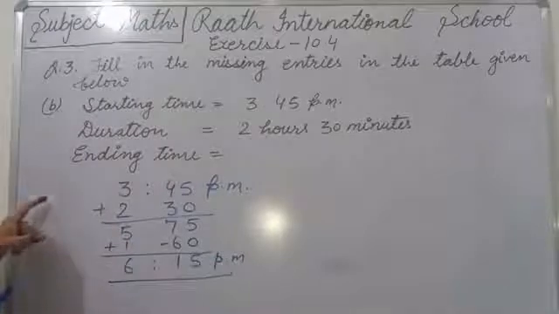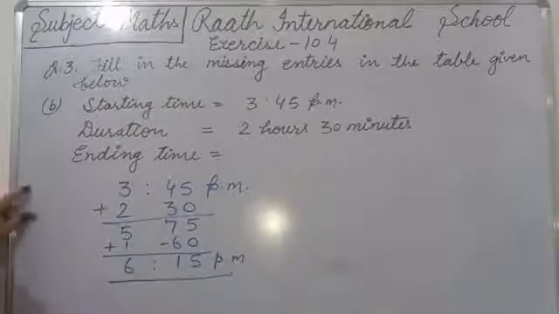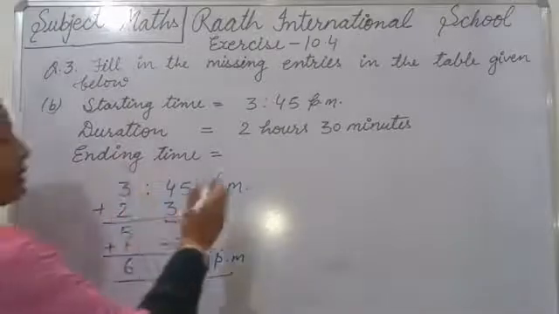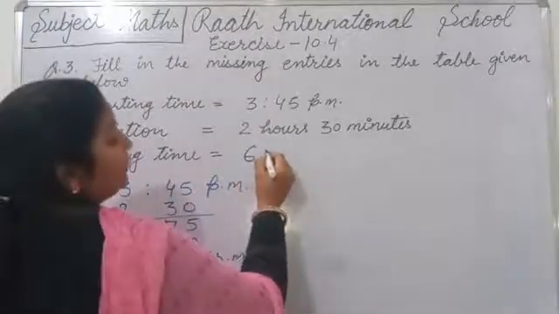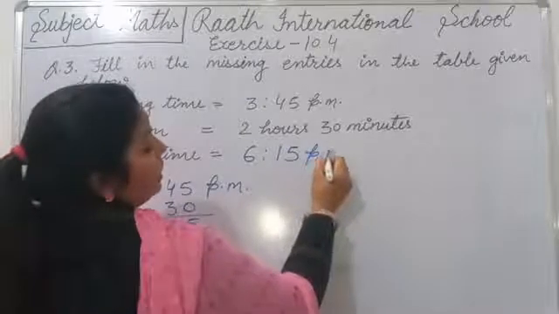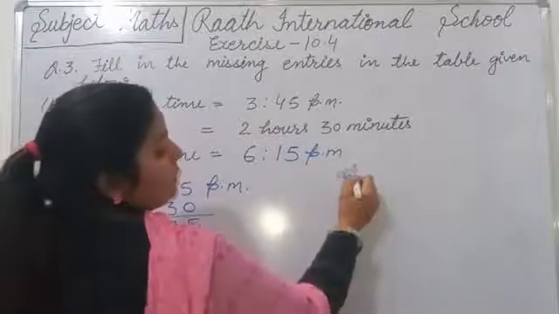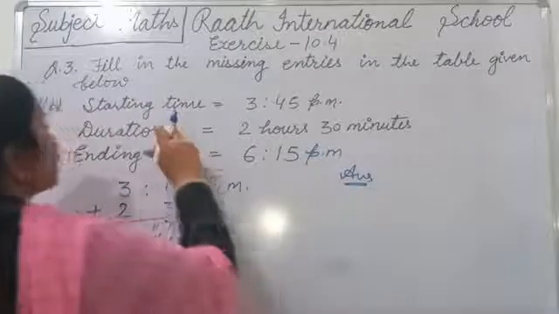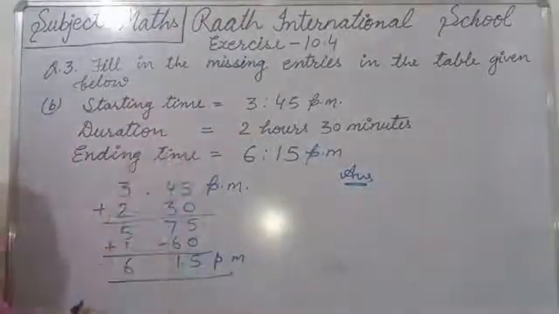Okay. Same way your D part also that you will do yourself. Okay. D part you will do yourself. So now ending time is 6:15 PM. We write here 6:15 PM. In its D part also it is the same, in that also you have starting time and duration, so that you will do yourself.